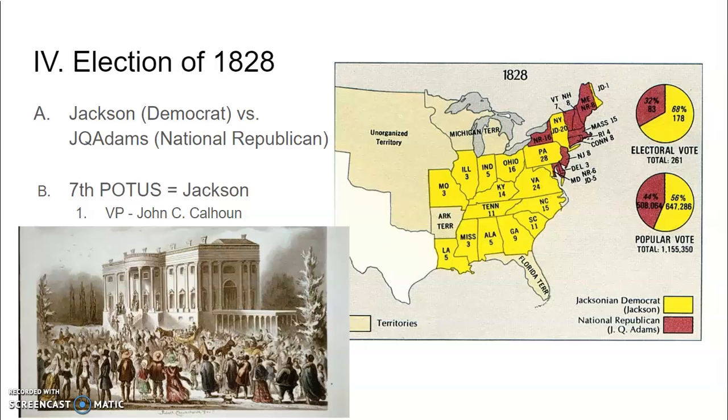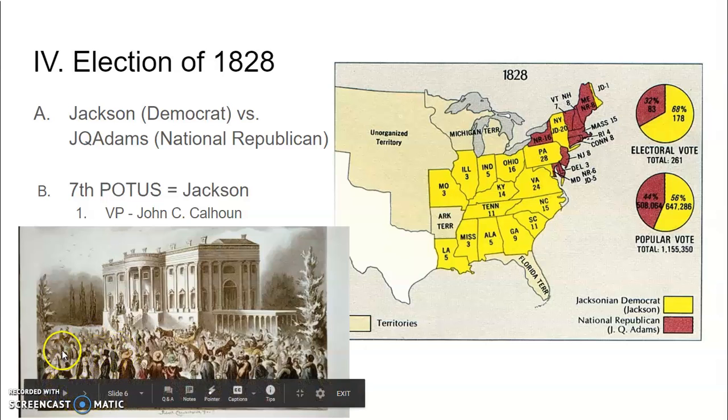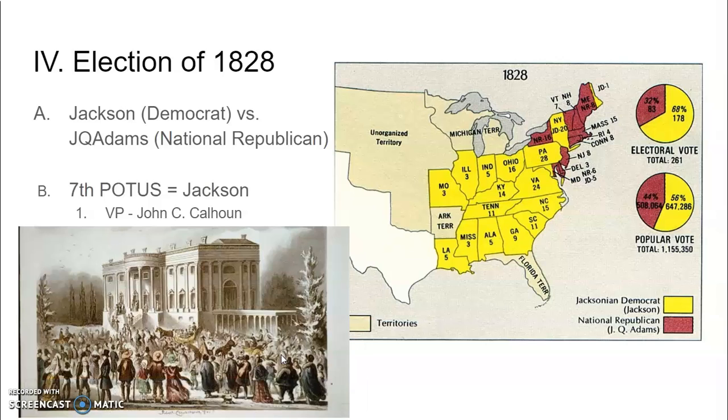He chooses John C. Calhoun from South Carolina, who's going to become super important in the next few objectives. He chooses Calhoun to be his vice president. And the night of the inauguration, the White House is flooded with common Americans who are all going to the White House to kind of see their president take office.